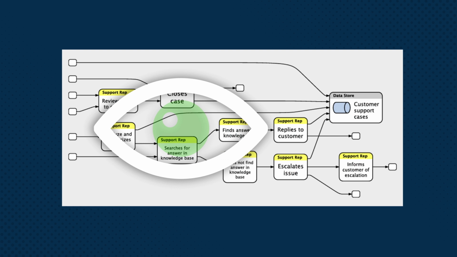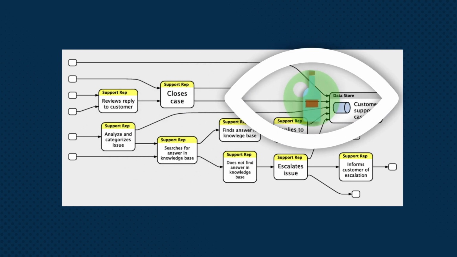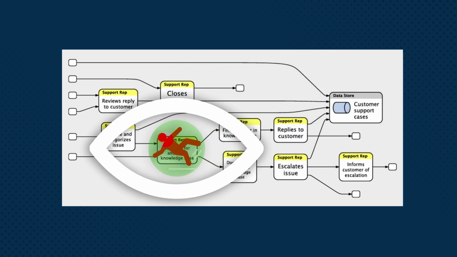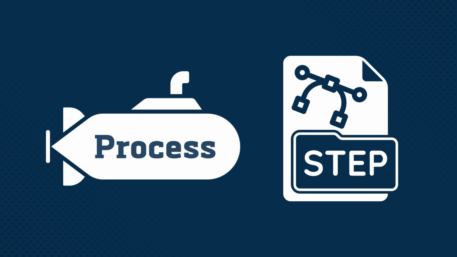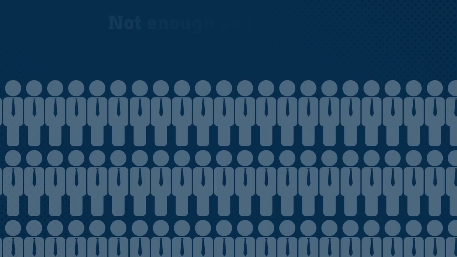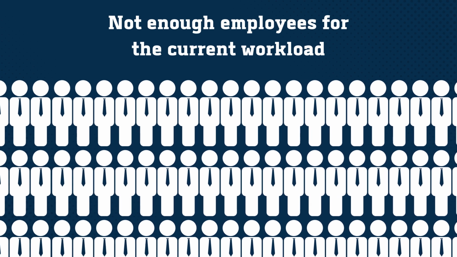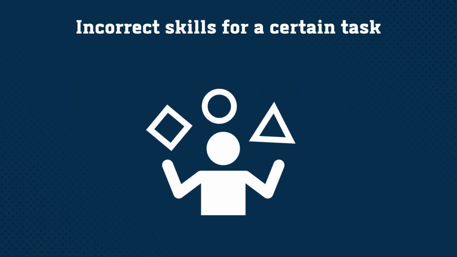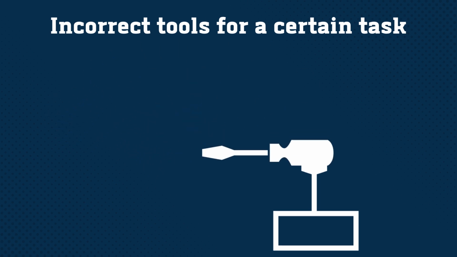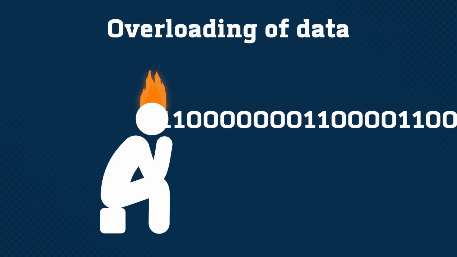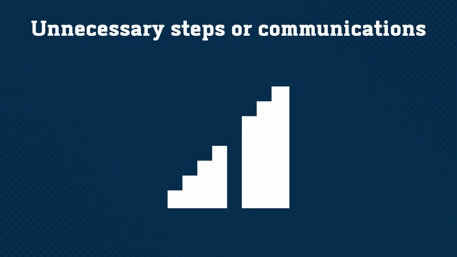If you're looking to improve a process, now is the time to do so. Analyze the single process map and look for bottlenecks or snags that are slowing down the process. This could be a single step, or it may be an entire sub-process. Some examples of bottlenecks are not enough employees for the current workload, incorrect skills for a current task, incorrect tools for a current task, overloading of data, unnecessary steps or communications.